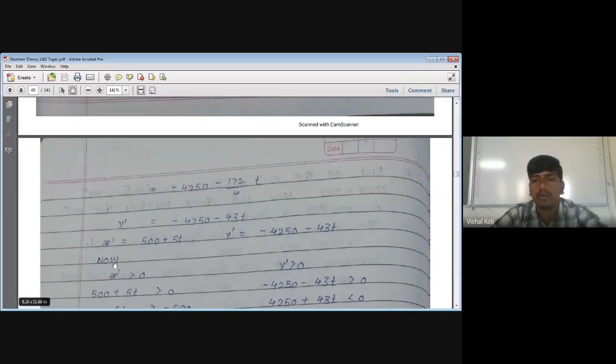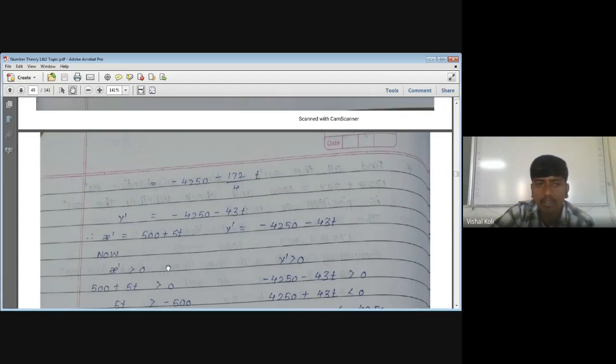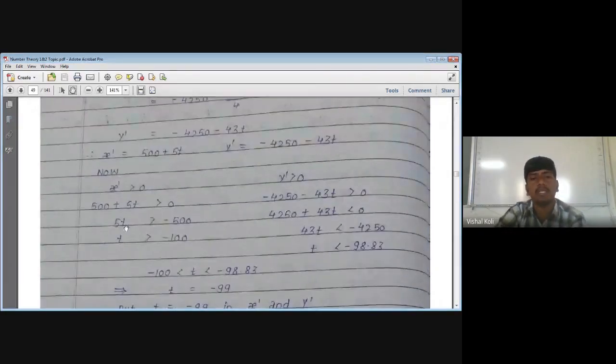For positive, let us consider x dash and y dash. That is, we have to check whether x dash and y dash are positive or not. Let us consider x dash greater than 0, but x dash is nothing but 500 plus 5t. Therefore, from this, 5t is greater than minus 500. That is, we have to subtract 500 from both sides. Therefore, 5t is greater than minus 500. If we divide both sides by 5, then we get t is greater than minus 100.